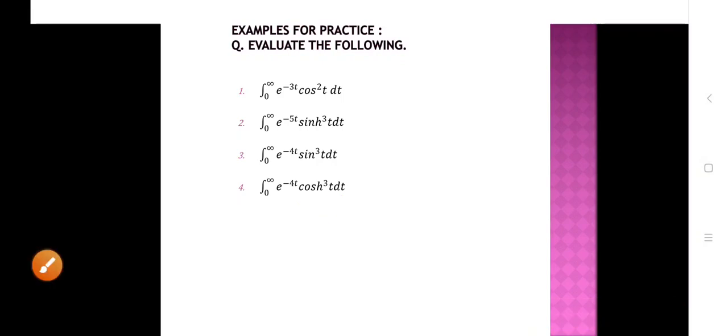So such types of examples sometimes may be asked for 1 mark in MCQs or in fill in the blanks type of questions, or they may ask such types of examples for 3 to 4 marks. In the next lecture we will see the next property of Laplace transform.